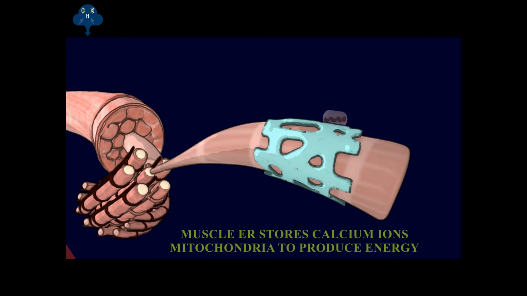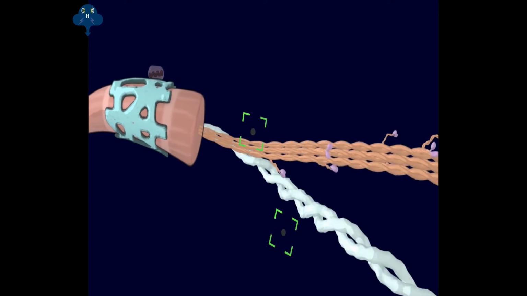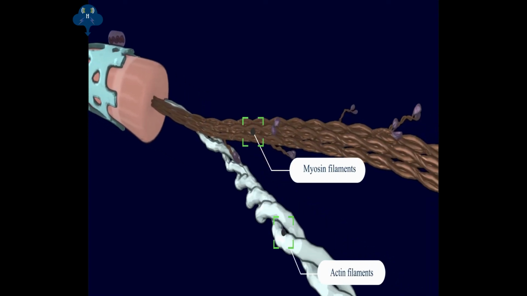Each myofibril is surrounded by endoplasmic reticulum which stores calcium ions, and a large number of mitochondria to produce energy, as the muscle cell is the most active cell which always consumes energy. Myofibril is the functional unit of the muscle which allows the muscle to contract and relax. Myofibril consists of thick myosin filaments and thin actin filaments.